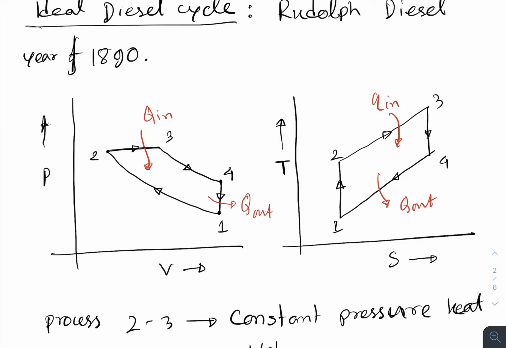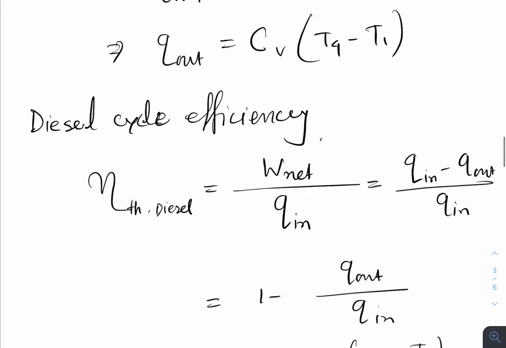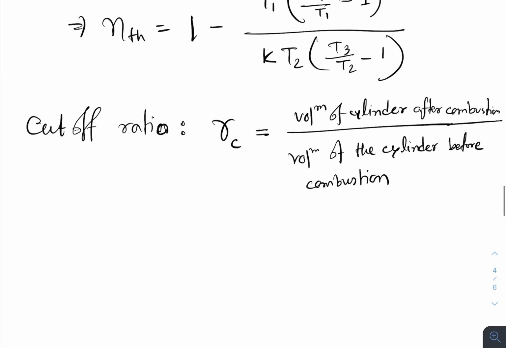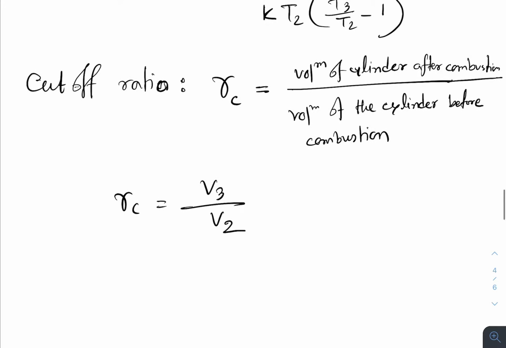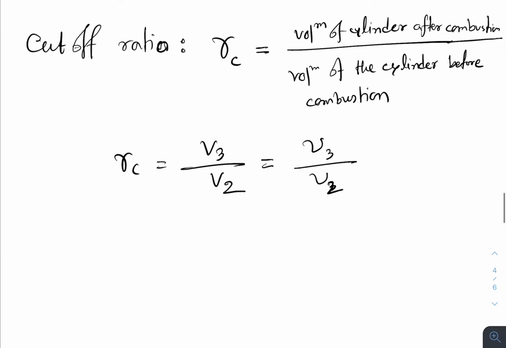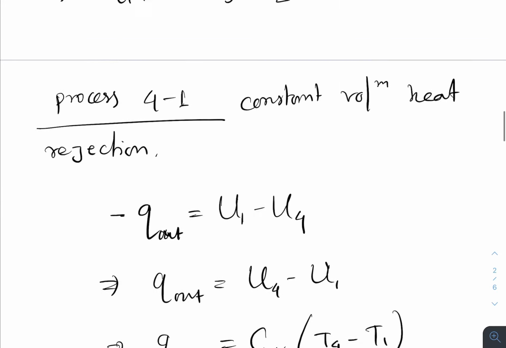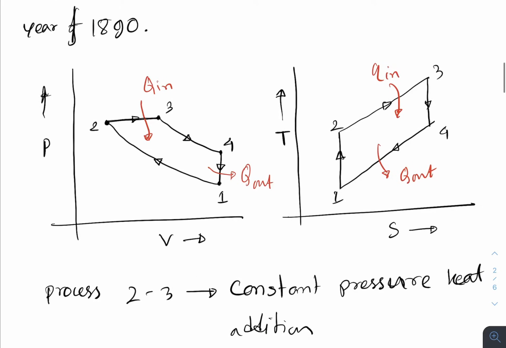So if we take a look right here, what is happening when the combustion process is happening? Before combustion the volume is V2, and after the combustion the volume is V3. So that means Rc equals V3 divided by V2. So this is the definition of the cutoff ratio. If we write it in unit mass, then it will be v3 divided by v2, right? So we know that.